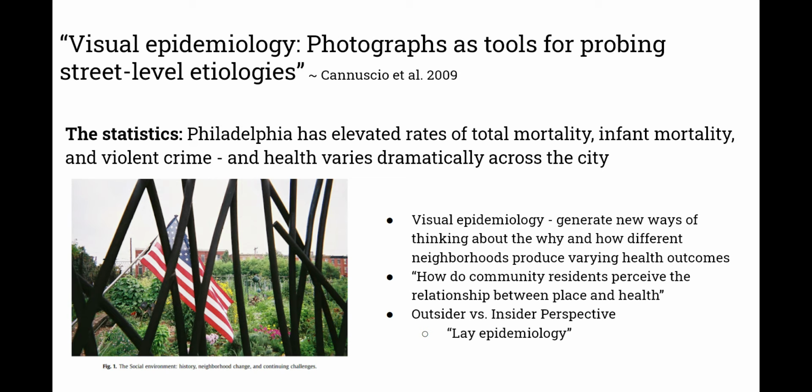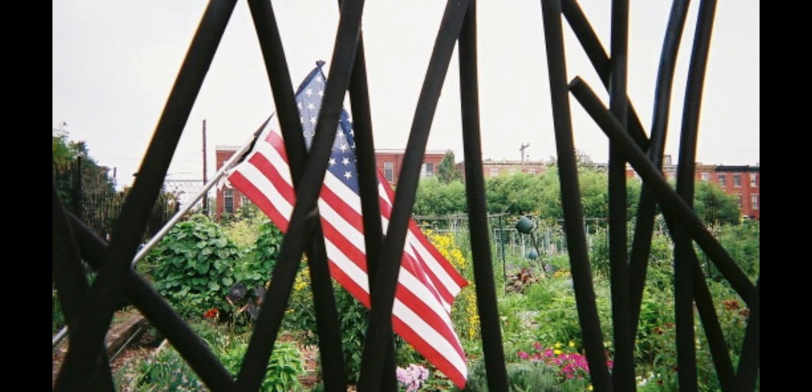So if you sit with this image, you can really start to unpack the meaning behind it. And that's the point of visual epidemiology, okay? To portray meaning, that this photograph is meant to represent a lot of the statistics that we see, the social determinants of health.